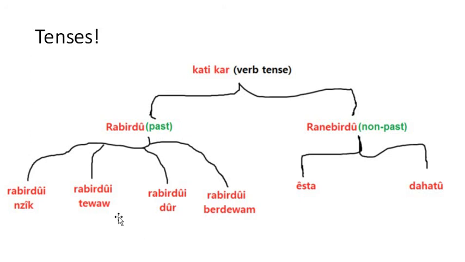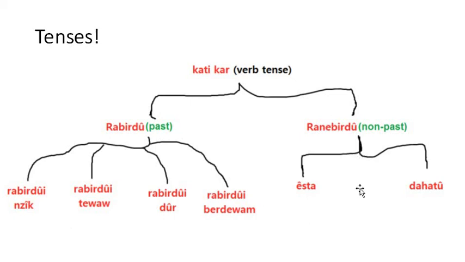Anyway, let's take the types of past tense in Kurdish. We have 4 past tenses. Raberdu nazik means near past. Raberdu tawaw means the past that is finished or completed. Tawaw means complete. Raberdu dur means remote past, or past perfect, you can say in English. When I explain the tenses later in this video, I'm going to give you the English terms for them, okay? Raberdu bardawa means continuous past, or the past that is still continuing, all right? These are the past tenses.